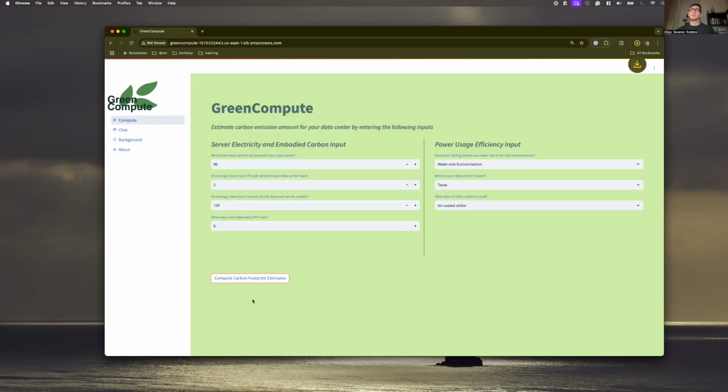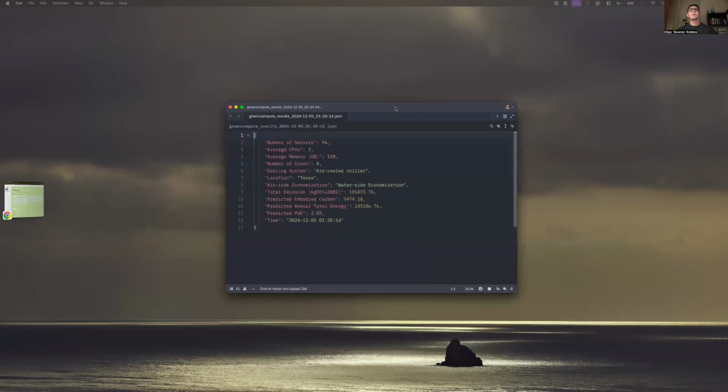Lastly, we can save our results in case we want to compare them in the future or look at them later for whatever it may be. So here you go. Here are our inputs, and then here are the outputs that I demonstrated.